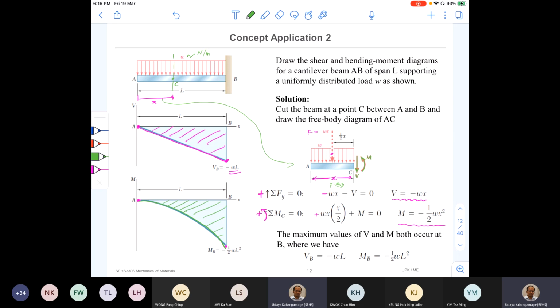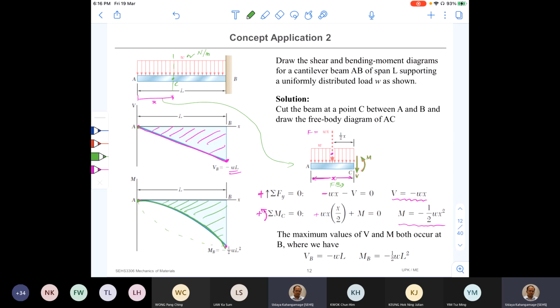All right. So why do I mark the parabolic distribution in that fashion? Why not in this way? This is also a parabola, right? But I mark it that way. There's a reason for that. You will learn it next week, because the slope of the bending moment curve is equal to the shear force at that point. Now here you can see at this point A, the shear force is 0.